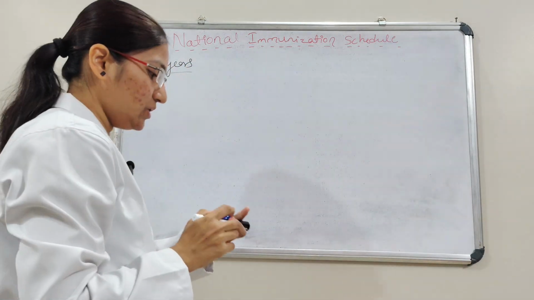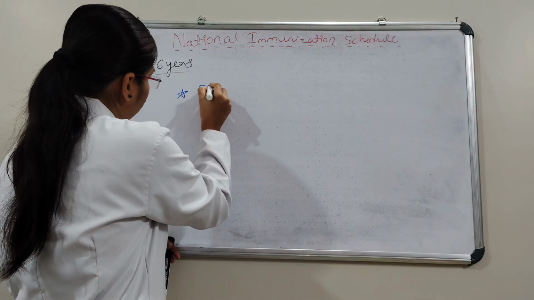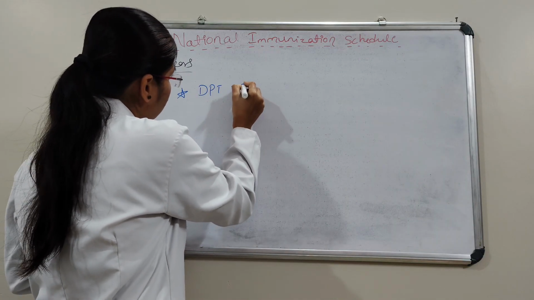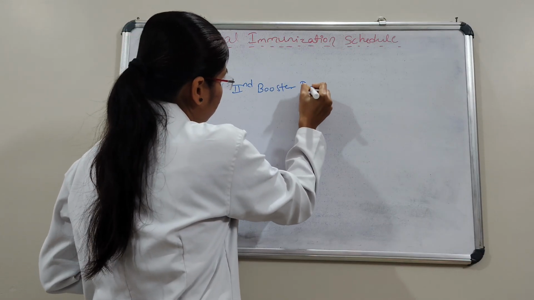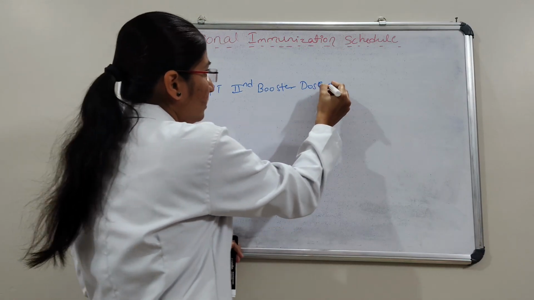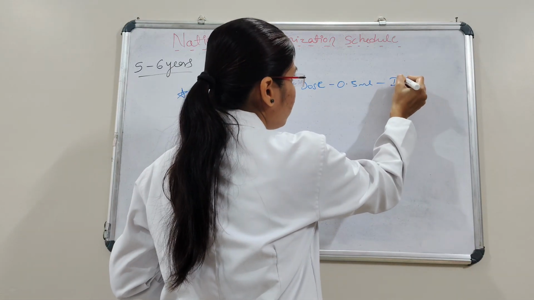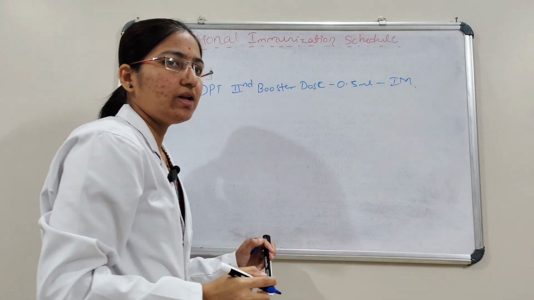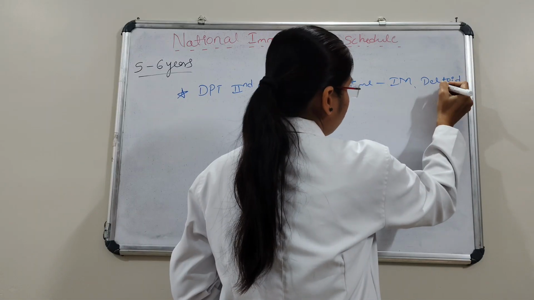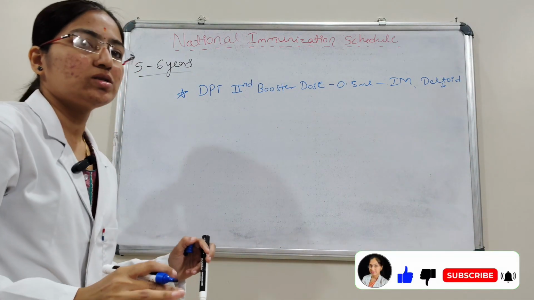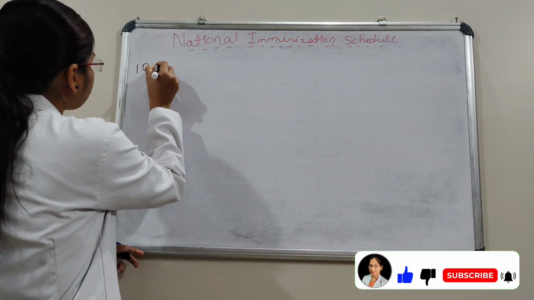At 5 to 6 years, DPT second booster dose has to be given, that is 0.5 ml IM. Here it is given through the deltoid muscle because the child has crossed 3 years of age. Now we will see at 10 years.